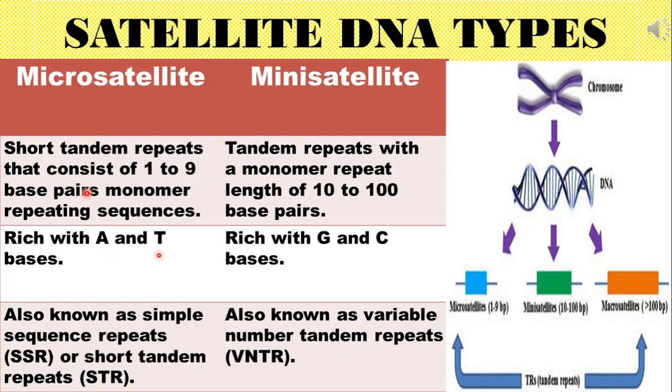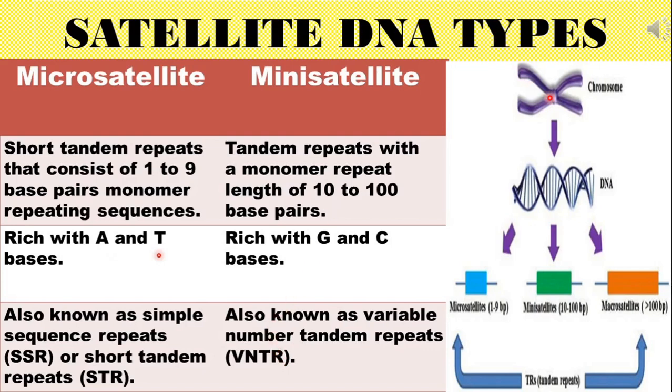Usually it has been observed that microsatellites are rich in adenine and thymine, whereas minisatellites are rich in guanine and cytosine. They are also known as simple sequence repeats, and these are called variable number tandem repeats, VNTR. We will talk about VNTR again when we do DNA fingerprinting. This has a very important application in DNA fingerprinting.